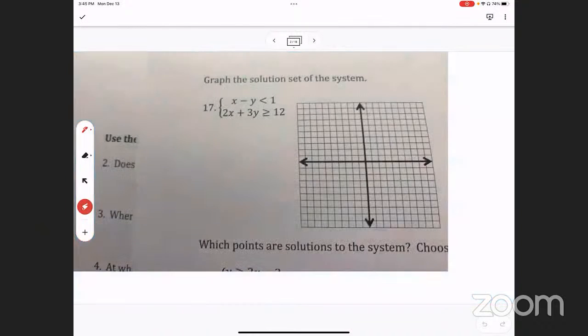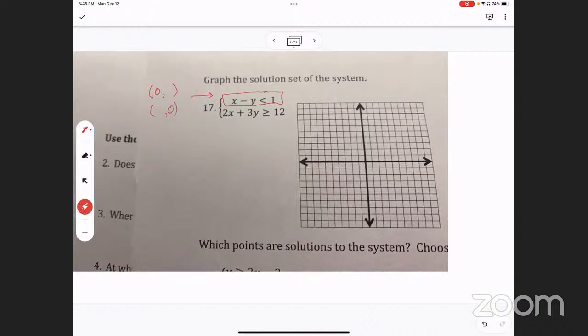Okay. Graph the solution set of the system. So notice this is a system of inequalities. I'm going to tell you right now, the easiest way to graph this when it's in standard form like this is to find the intercepts. So find your two intercepts, which means plug in 0 for x and then plug in 0 for y and solve for the other one.